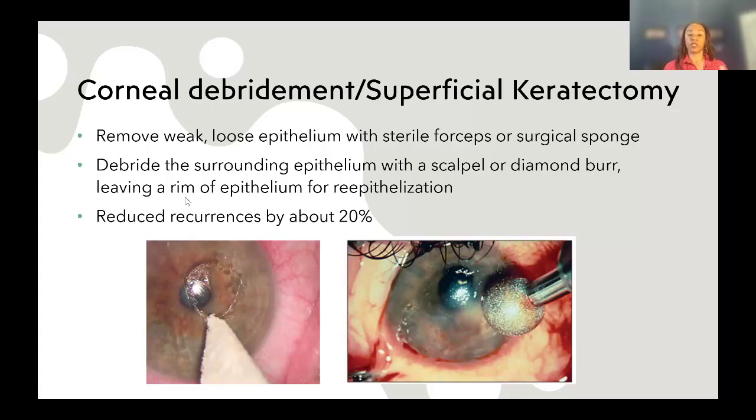And all we need to do is remove that loose or weak epithelium with forceps or a surgical sponge, and then take a diamond burr and smooth out that irregular surface. Now that insult will look a lot worse than it did prior to you doing this, but you're essentially creating a nice smooth surface in hopes of those epithelial cells adhering to the basement membrane appropriately. Again, this can reduce recurrence by about 20%. And I do want to mention that we need to be doing this procedure when the RCE is active. You don't want to do it later on after the patient is already healed.